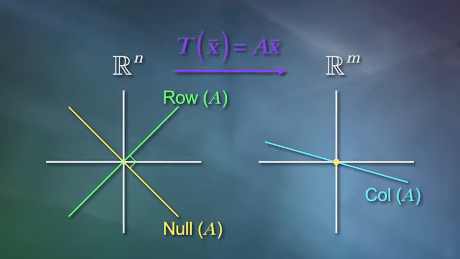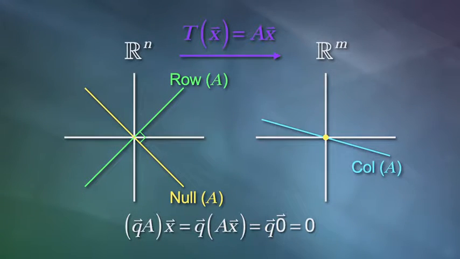What about Row A, the row space of A? Well, I claim that any vector in Row A is orthogonal to any vector of Null A. So in the picture, the row space of A in green on the left are the vectors perpendicular to Null A in yellow.